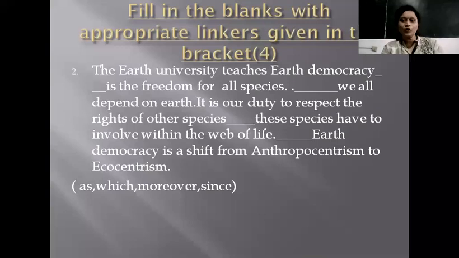Moreover means you are adding something else. You are adding an extra point to Earth democracy. Already it is mentioned that Earth democracy is the freedom for all species. Now you have to write something extra. Moreover, Earth democracy is a shift from anthropocentrism to ecocentrism. So it's quite easy. You just have to read the passage and try to fill up, and since options are given, your task is still easier.